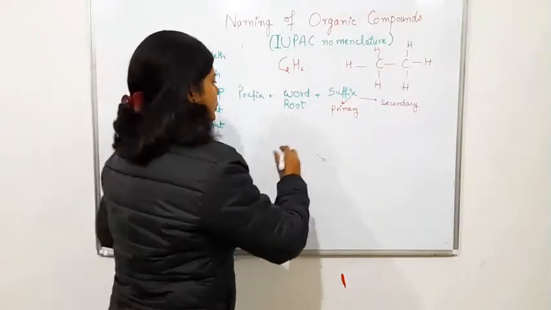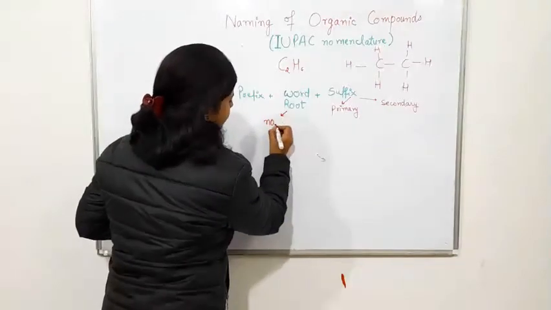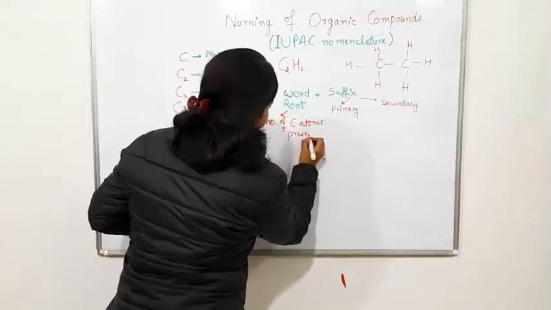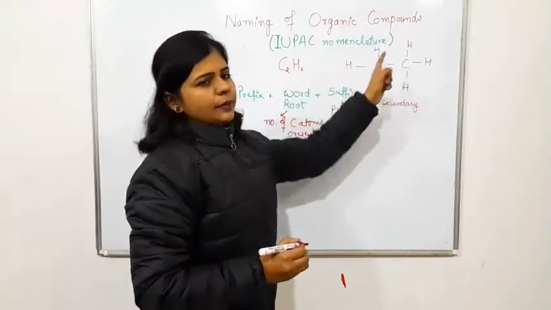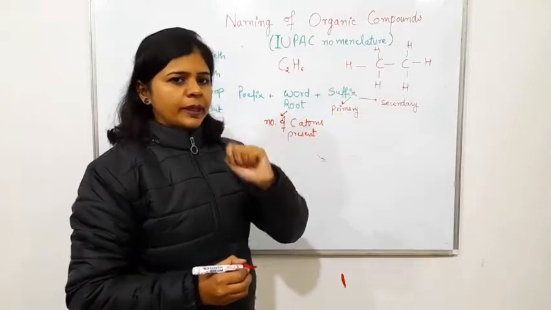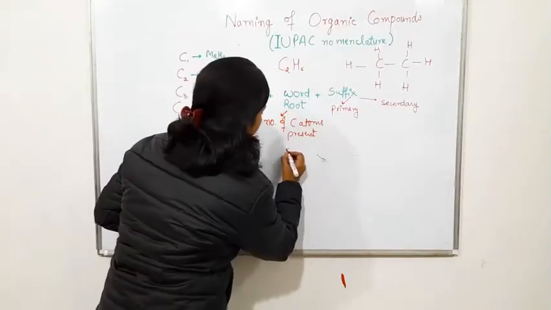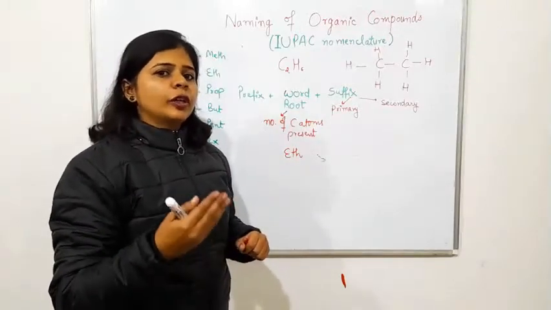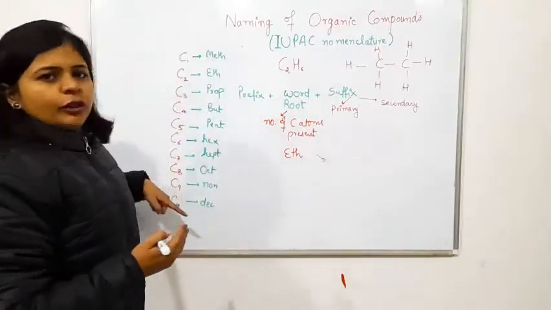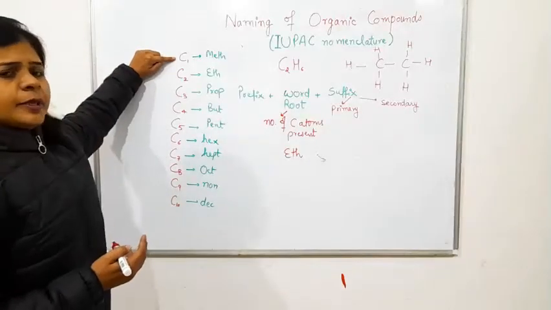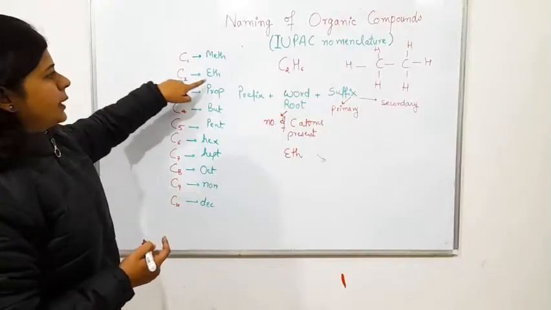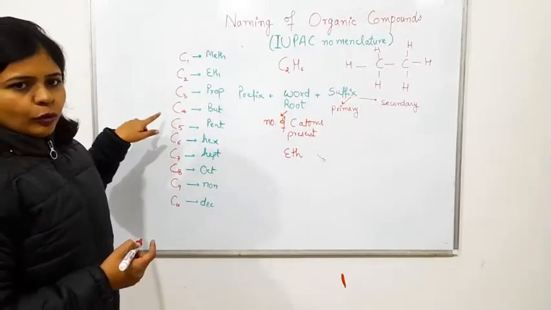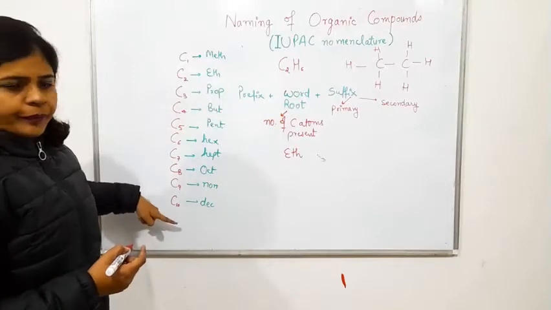Now what about the word root? The word root tells us about the number of carbon atoms present. In C2H6, how many carbon atoms are present? We can see 2 carbon atoms are there. So the word root for this compound will be eth. Whenever 2 carbon atoms are there, we use the word root eth. There is a list of word roots. If 1 carbon atom is there, we write meth. For 2 carbon atoms, the word root is eth, as you can see. 3 carbon atoms: prop, 4 carbon atoms: but, and so on.